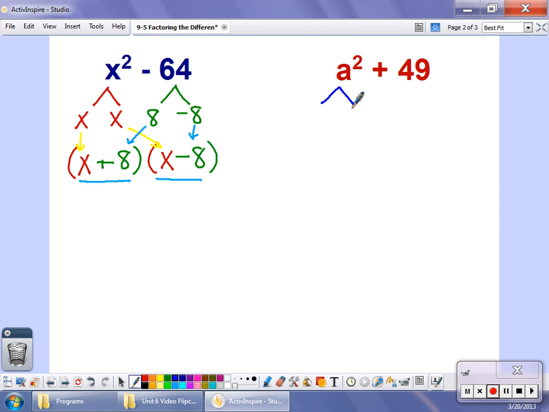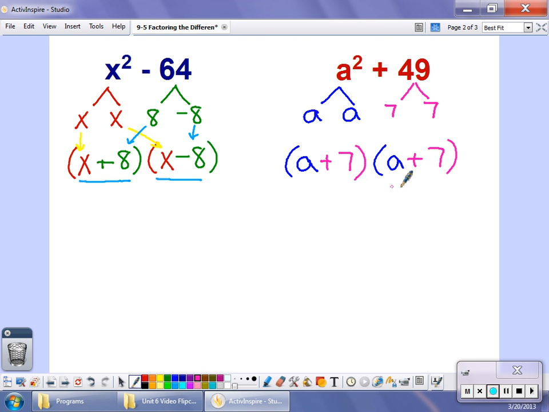If I were to break this a squared apart into its square roots, I'm going to get a times a. If I break this 49 apart, since it's positive, I get 7 times 7. Following that same pattern, if I were to split this up, I would get a plus 7 times a plus 7. This is not the product of a sum and a difference. This is the square of a sum.